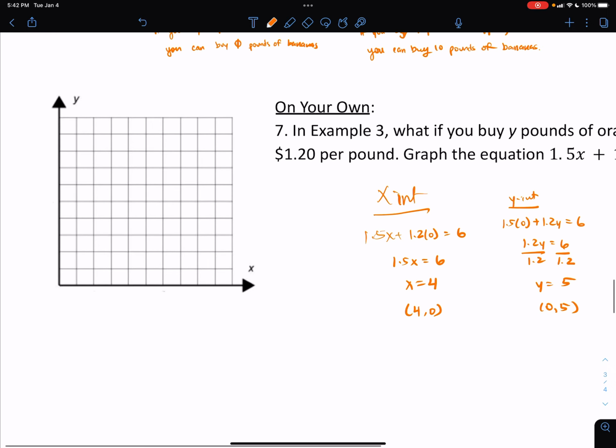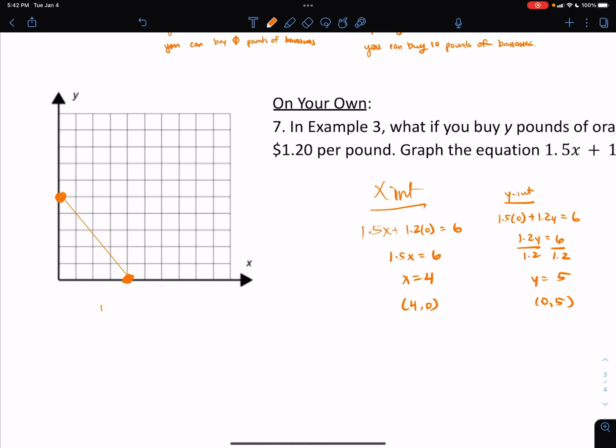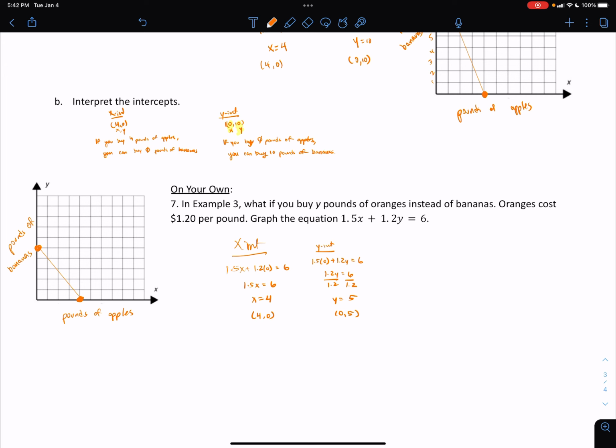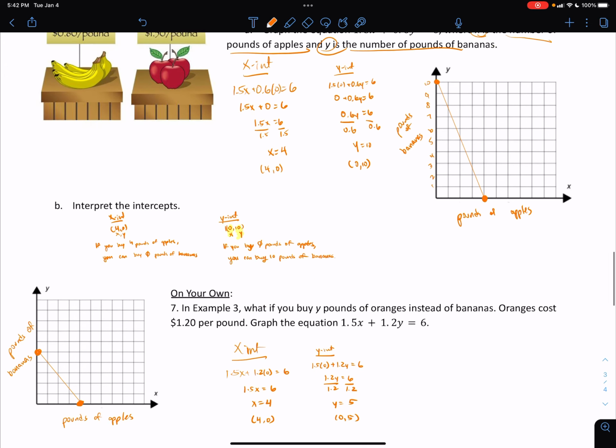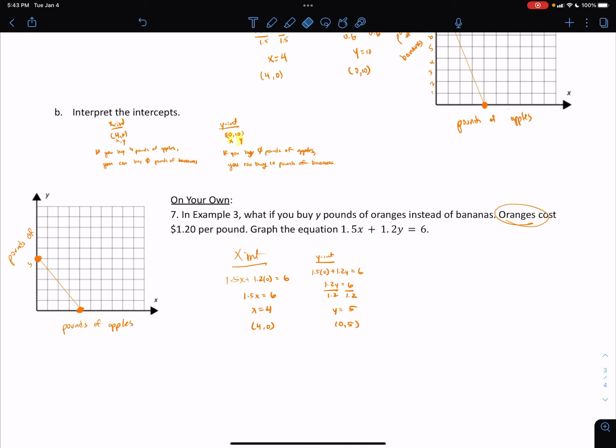All you have to do is plot these points. So (4, 0) is right here. (0, 5) is up here. Draw your line. Boom. And then don't forget to label your axes, pounds of apples, pounds of bananas. Oh no, hold on. It says oranges. I totally read this wrong. It says oranges instead of bananas. Whoopsies. So there should be oranges. I apologize for that. I should have read this one carefully too.